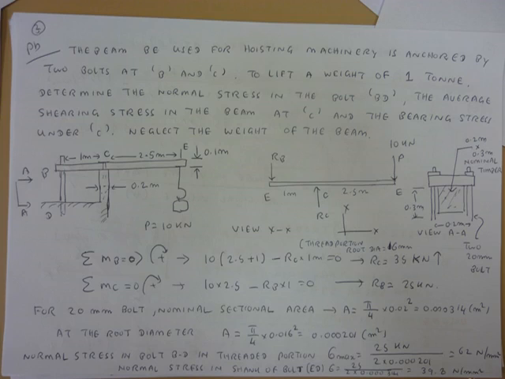So the applied force is P, 10 kilonewton, acting at point E. The reaction force is located at point C, so RC is an upward force. RB is also a reaction force, located at point B. This is the front view, and you can also see the diagram for the side view.